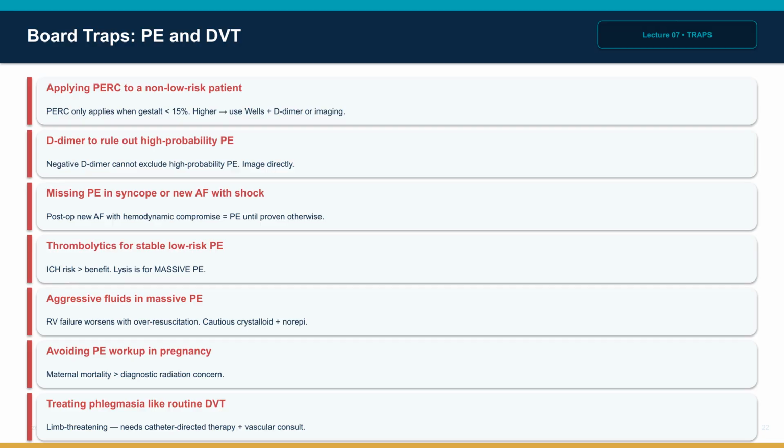The board traps are predictable. Applying PERC to a non-low risk patient. Ordering D-dimer in high pretest probability PE. Missing PE and syncope, or new atrial fibrillation with shock. Giving thrombolytics to stable low risk PE. Forgetting that right ventricular failure does not tolerate aggressive fluid resuscitation. Avoiding PE workup in pregnancy. And treating phlegmasia like routine DVT. D-dimer is the wrong test in high pretest probability PE.